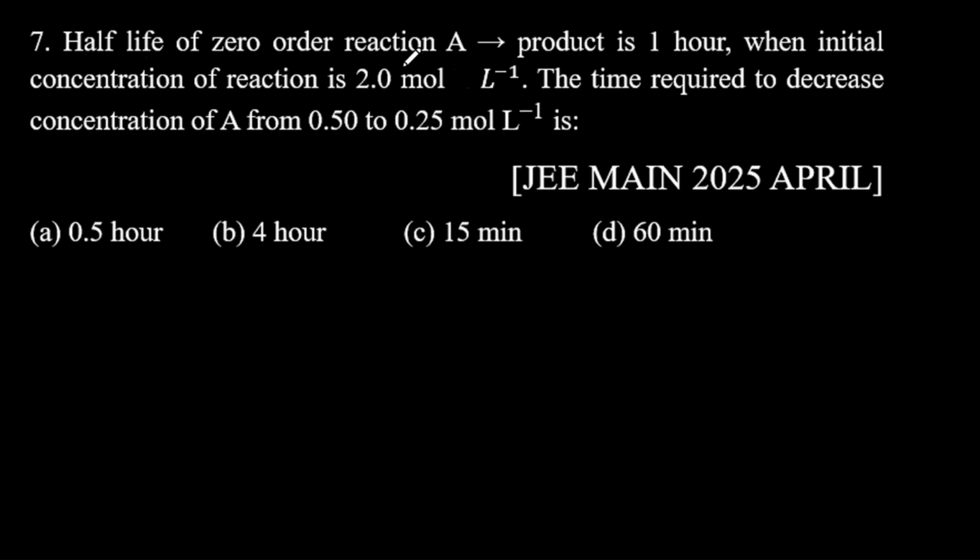Half-life of a zero order reaction A gives product is 1 hour. When the initial concentration of reactant is 2 moles per liter, the time required to decrease the concentration of A from 0.50 to 0.25 moles per liter is? So the half-life of a zero order reaction is given by the formula t half is equal to initial concentration divided by 2 into K, the rate constant K.